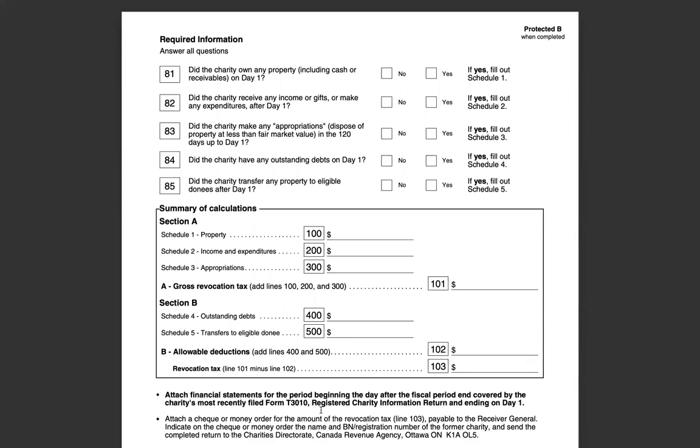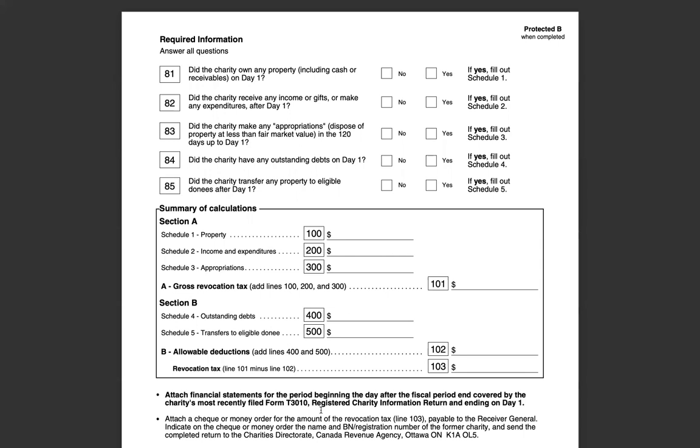Yes or no? Did the charity make any appropriation, that is, a disposition of property at less than fair market value, in the 120 days up to day one? Then, did the charity have any outstanding debt on day one? Yes or no? Did the charity transfer any property to an eligible donee after day one? Then a summary of the calculation.